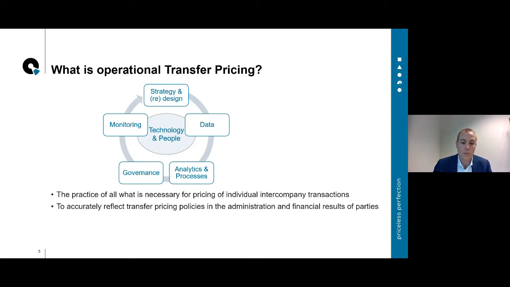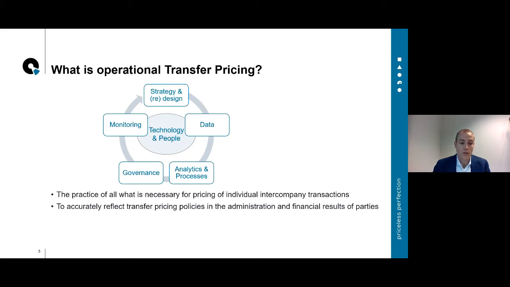Monitoring should subsequently be in place to, on the one hand, ensure a correct implementation, and if, for example, a new finance colleague joins, costs are still booked on the same line item. On the other hand, monitoring should be in place to be in touch with the business and identify potential developments that would require an update of the transfer pricing policy.